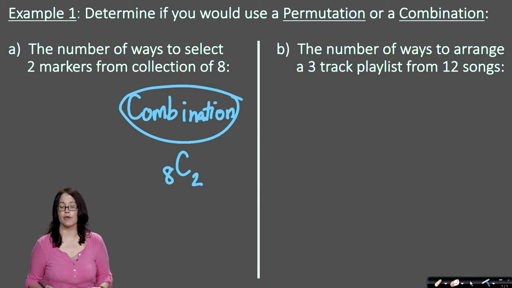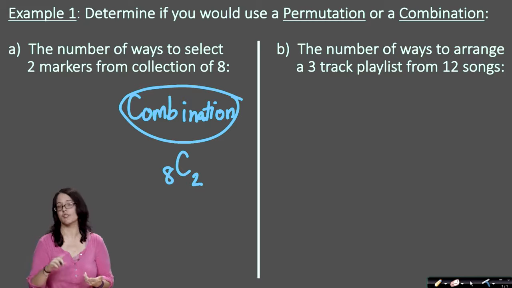Now for the next part, it says we're choosing to arrange a 3-track playlist from 12 songs. So maybe you're having a party, or you're studying and you want a certain soundtrack. You would like 3 songs to play, but you have 12 to choose from. Here again, you're not going to repeat any songs. We're assuming there's no repetition.